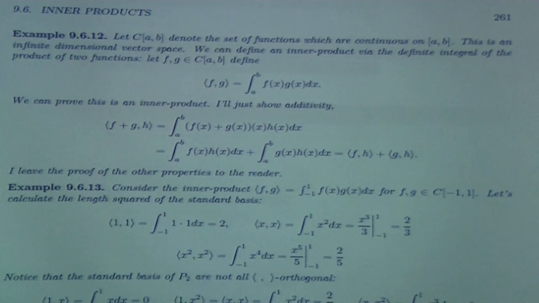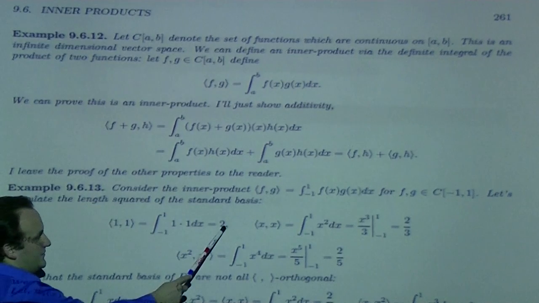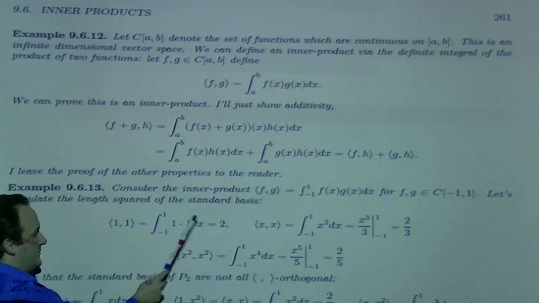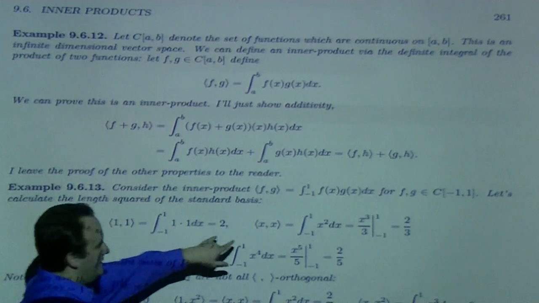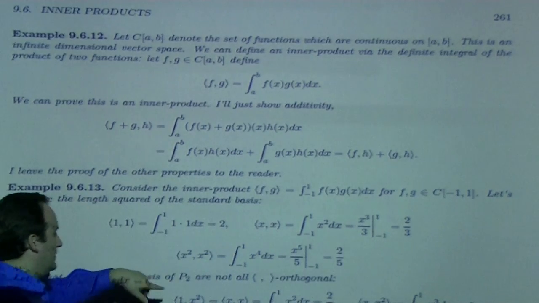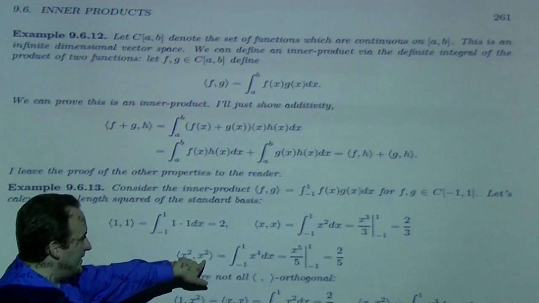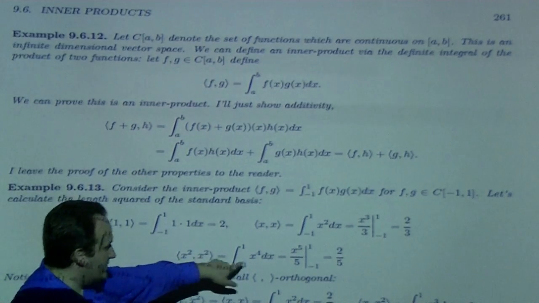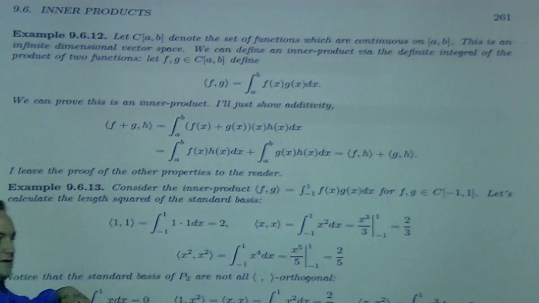Then you can take the 1 and the x squared, and you could normalize them. You could run Gram-Schmidt on them, and that's what I'm starting to do here. So the length of 1 squared is 2, which means the length of 1 is the square root of 2. This says that the length of x squared is 2/3, with respect to this notion of distance on this space, is 2/5, square root of 2/5, actually.